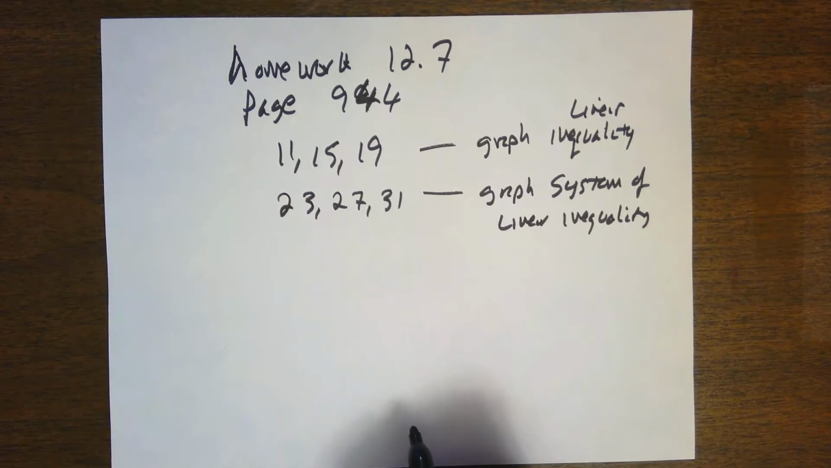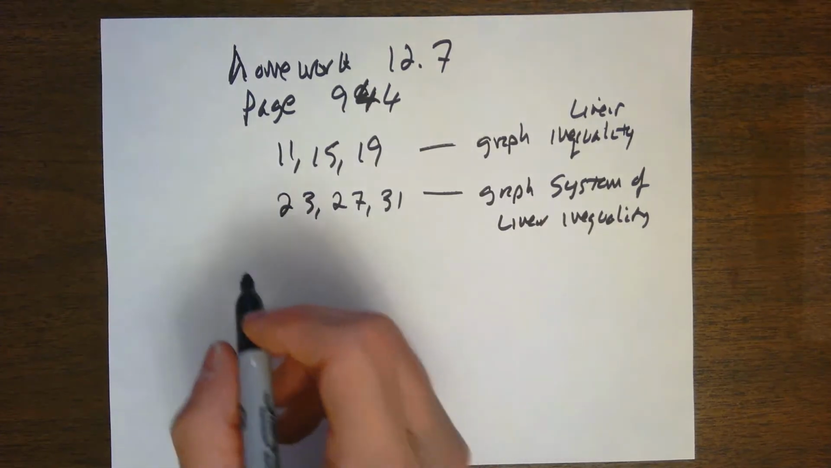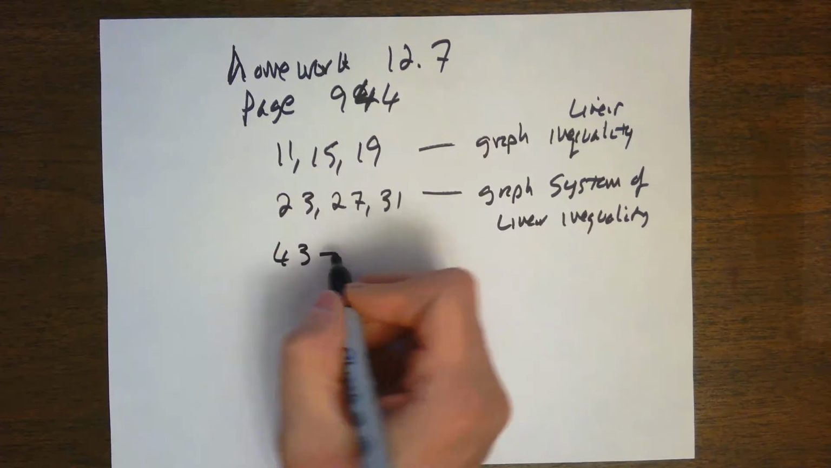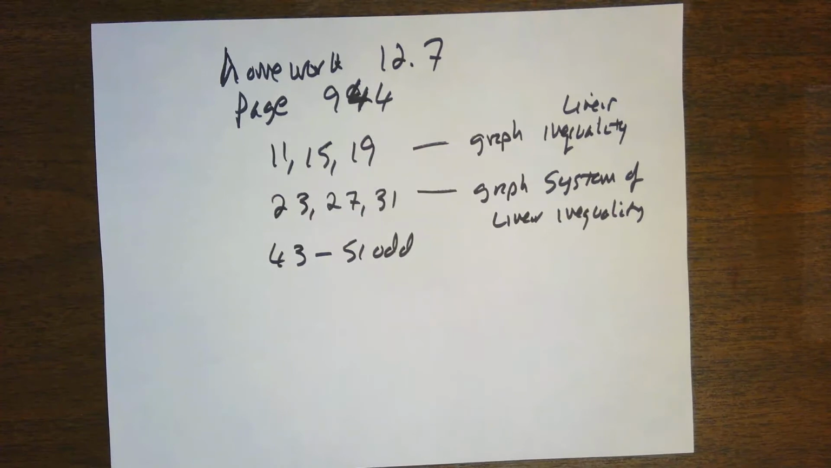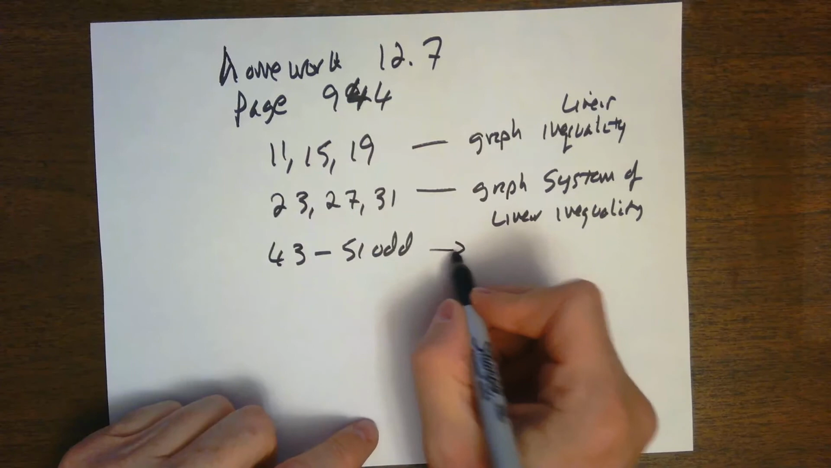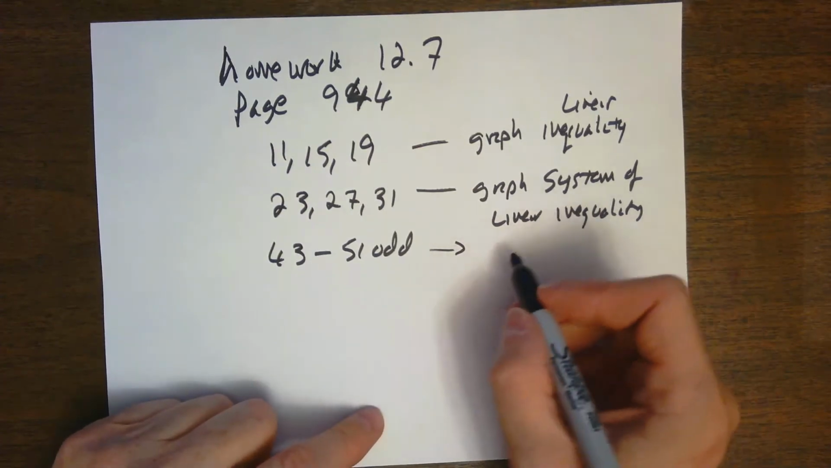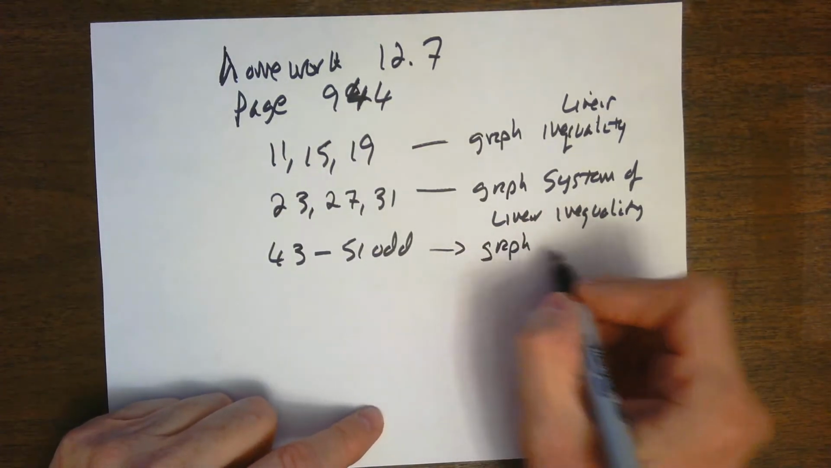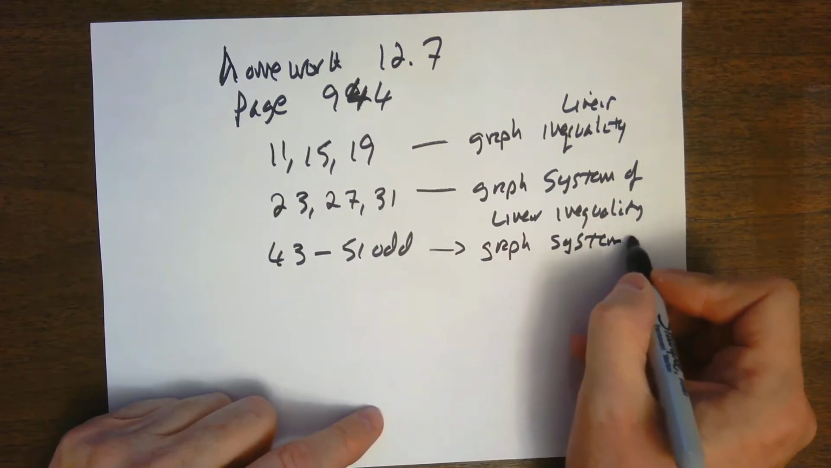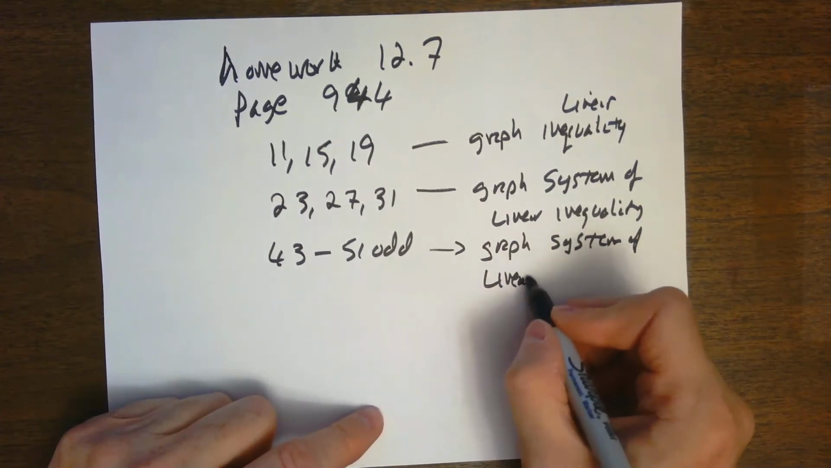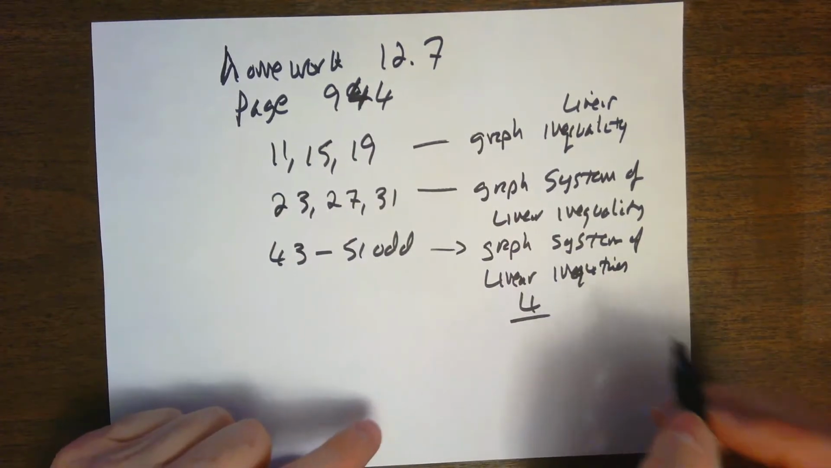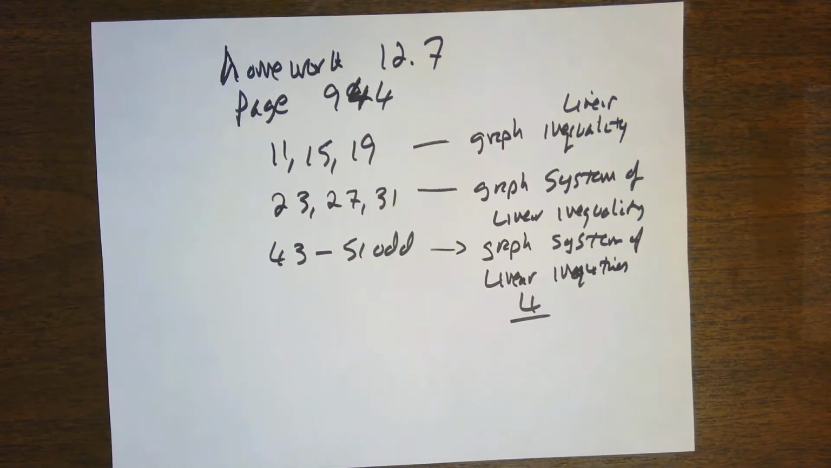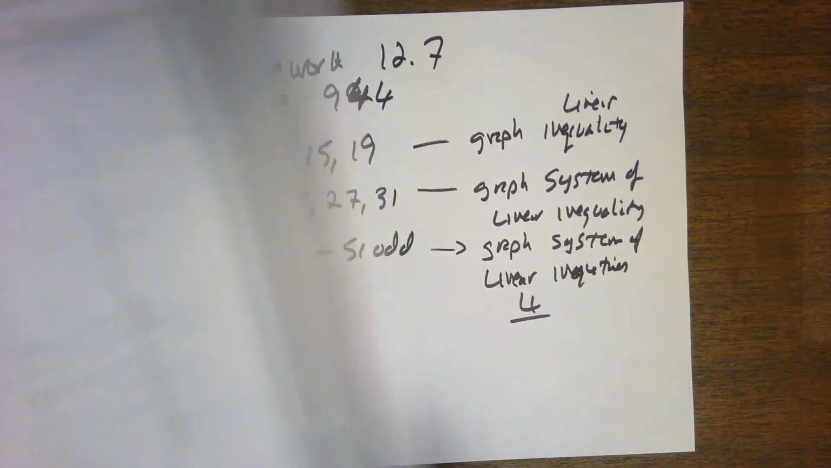And then I want you to do 43 through 51 odd. So 43, 45, 47, 49, and 51. So 5 problems. And these are also graphing systems. But this is a little different. Graph a system of linear inequalities. But here there are going to be 4 of them. And a lot of times we'll see that x greater than or equal to 0, y greater than or equal to 0. Here's the textbook if you want to take a quick look at it.